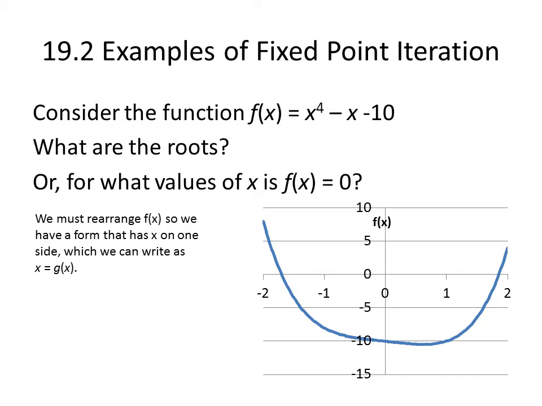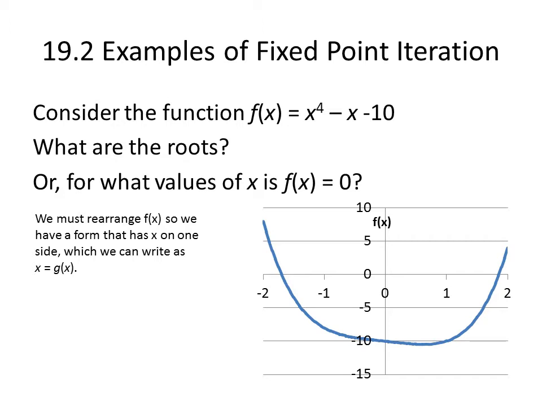If we plotted that, and here I've just used Excel to make a really quick plot, you can see that it crosses the x-axis at a number somewhere between minus 1 and minus 2, and it crosses again somewhere between 1 and 2. And those are the only roots, the only times it crosses the x-axis. And what we want is some method of finding exactly what the values of x are when it crosses that axis.